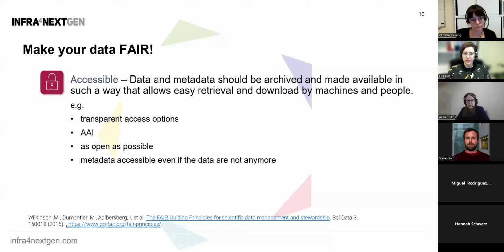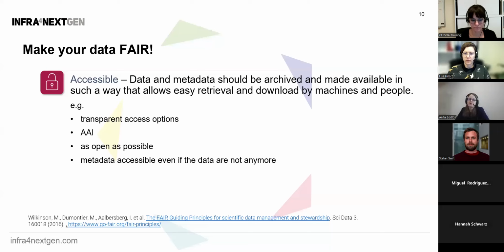AAI stands for Authorization and Authentication Infrastructure, if necessary. So if the access to data is restricted, there should be such an authorization and authentication infrastructure in place, for instance, by using Shibboleth and allowing researchers to log in via their institutional accounts. Nevertheless, data should be as open as possible, which means that researchers should take precautions and measures to minimize the need for access restrictions. We will talk more about this later on.